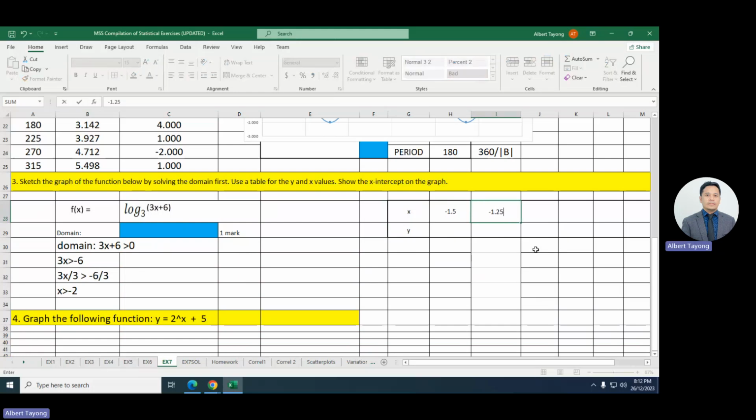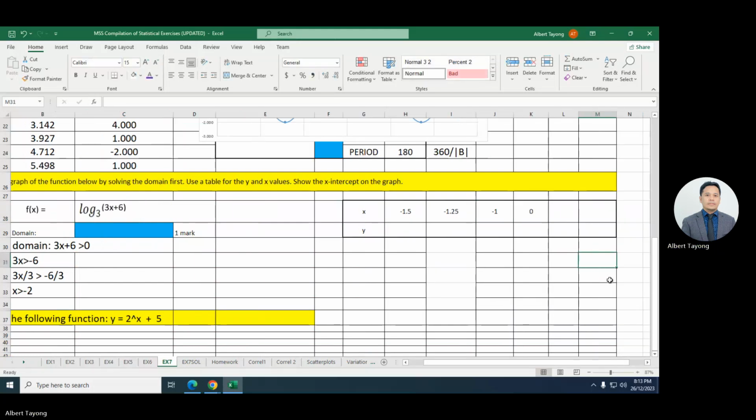Negative 1.5, negative 1.25, negative 1. Complete all of this, this table, 1, 2. Complete this table. Why do we start with negative 1.5? What is the meaning of greater than negative 2?